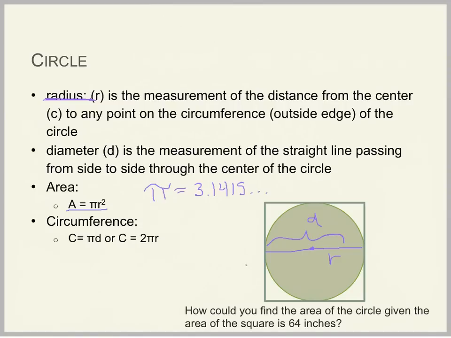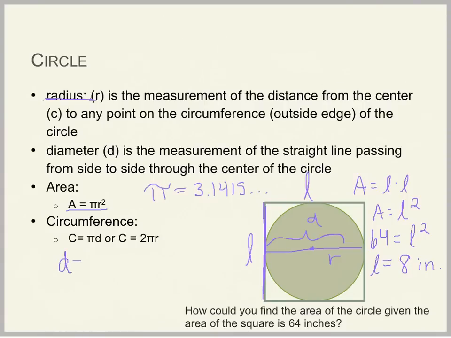Well, with the area of the square, we know that the lengths of the two sides are the same. So the area equals length times length. The area equals length squared. If we know our area then is 64, then one side length would have to be 8 inches. Given that this side length is 8 inches, we would also know then that the diameter of the circle would be 8 inches.